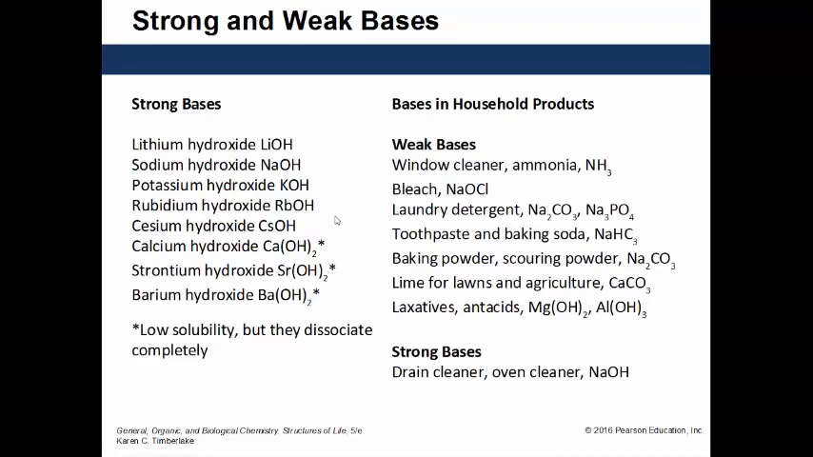All right, here are some common examples of strong and weak bases. Strong bases: lithium hydroxide, sodium hydroxide, and this whole table here. Some bases that are found in household products, both strong and weak: window cleaner, Windex, ammonia, bleach, laundry detergent. Toothpaste actually has a form of a weak base inside it. Baking soda, laxatives, those all have a form of a weak base inside. And a strong base that you would find in a household product: oven cleaner, drain cleaner.